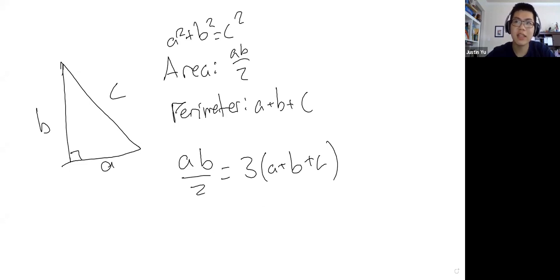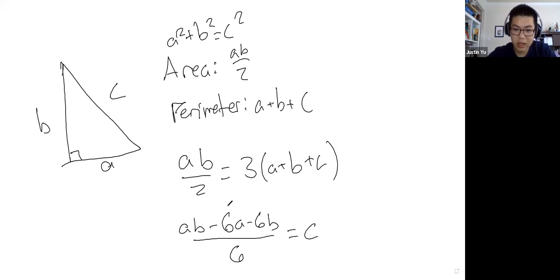Triangle inequality, unfortunately, is not going to help us in this case because we want exact numbers for now. So maybe we should try and isolate c, solve for c. And to do that, we're going to actually want to solve for c squared. So what we can do is we can say ab minus 6a minus 6b over 6 is going to be equal to c. All right, does everybody see where I got this equation from? What I did is I subtracted 3a and 3b and moved them all under here. Then I divided by 3 again.